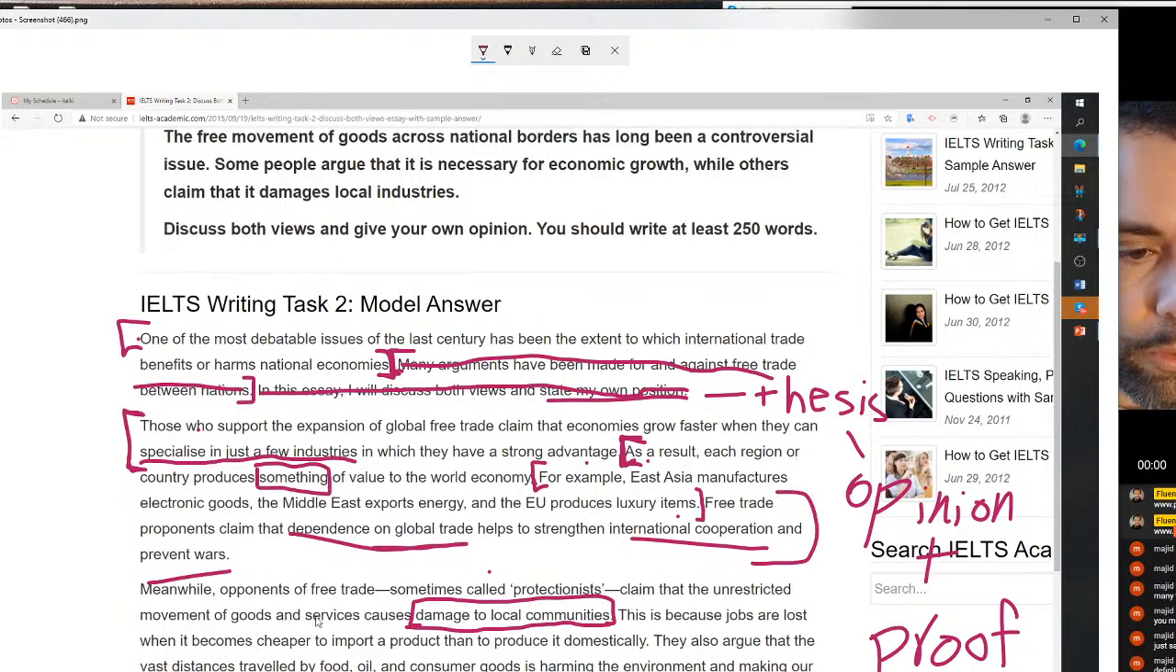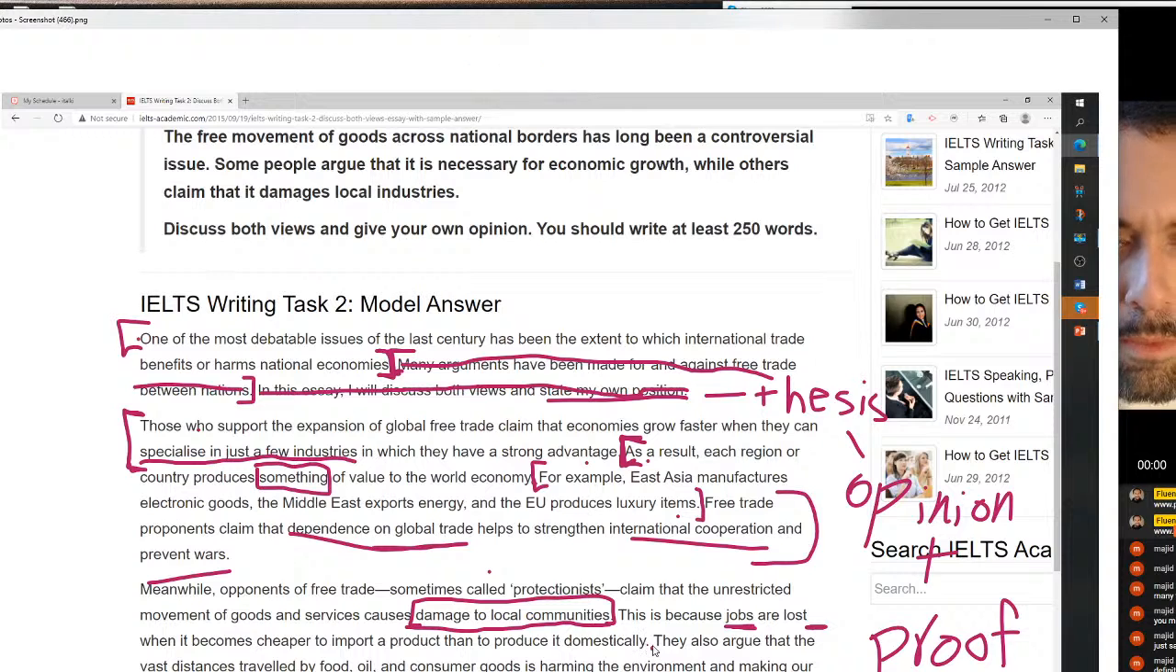This is because jobs are lost when it becomes cheaper to import a product than to produce it domestically. Now, I get the thinking here, but in some ways, jobs are lost in one country, but they're also made in another country, right? So you want to make sure that we're focusing on jobs lost in a select country. It's not just that the jobs are completely disappearing; it's just that they're moving places, right? They're moving shores.